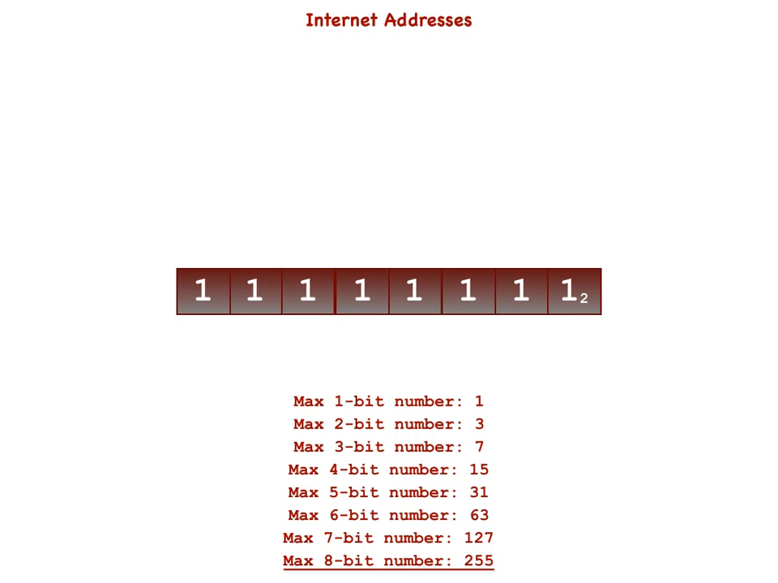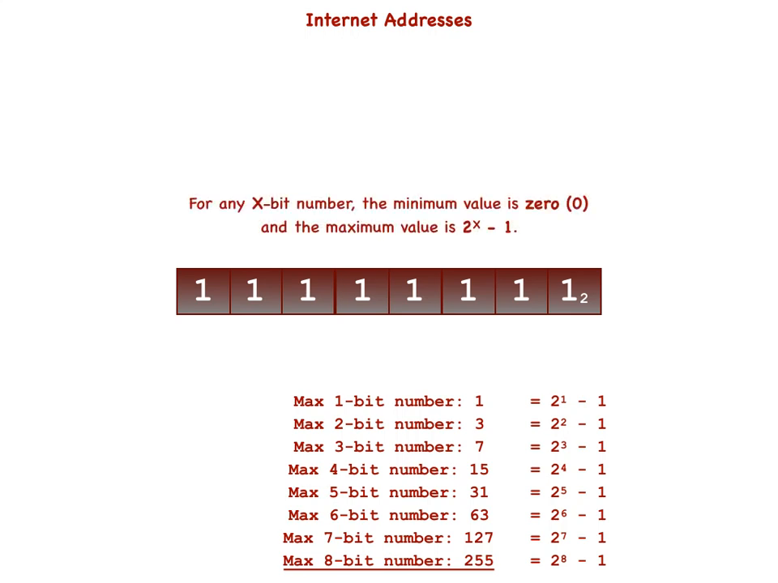255. Another way to look at all of this information is that the maximum 1-bit number is 2 to the power 1 minus 1. The maximum 2-bit number is equal to 2 to the power 2 minus 1. And the maximum 8-bit number equals 2 to the power 8 minus 1. In general, for any x-bit number, I don't care what integer it is, the minimum value is 0, and the maximum value is 2 to the power x minus 1, where once again, x is the number of bits.